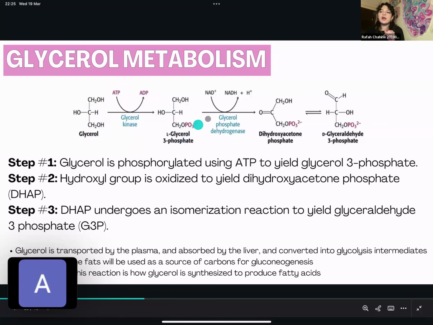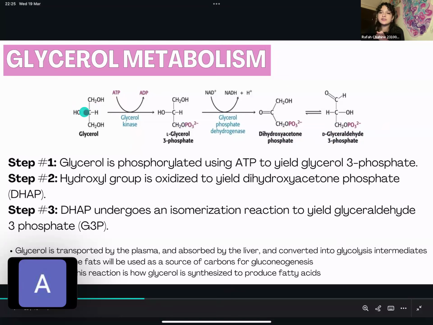Glycerol 3-phosphate, with the help of glycerol phosphate dehydrogenase, is going to reduce NAD into NADH plus a free hydrogen to give me dihydroxyacetone phosphate, or DHAP. DHAP is going to undergo this insane makeover, and it's going to be turned into glyceraldehyde 3-phosphate, or G3P. Is everything clear, or do I need to repeat anything? That's clear. Okay, perfect.